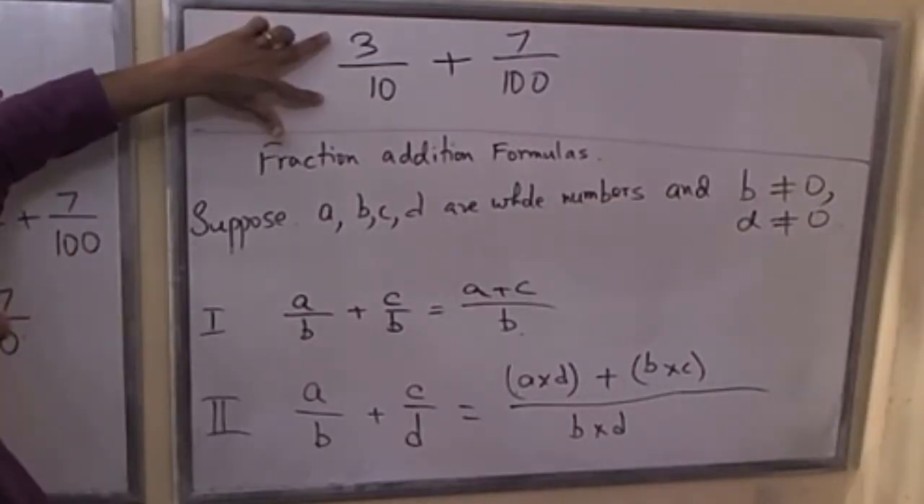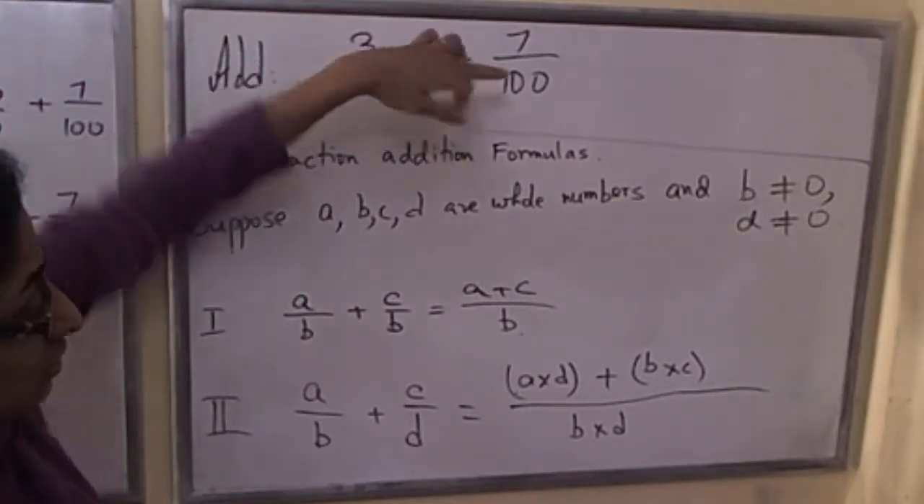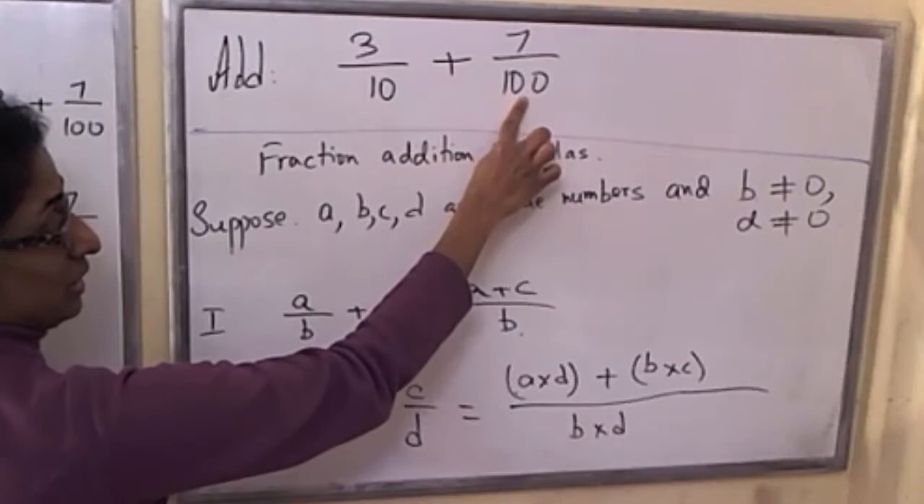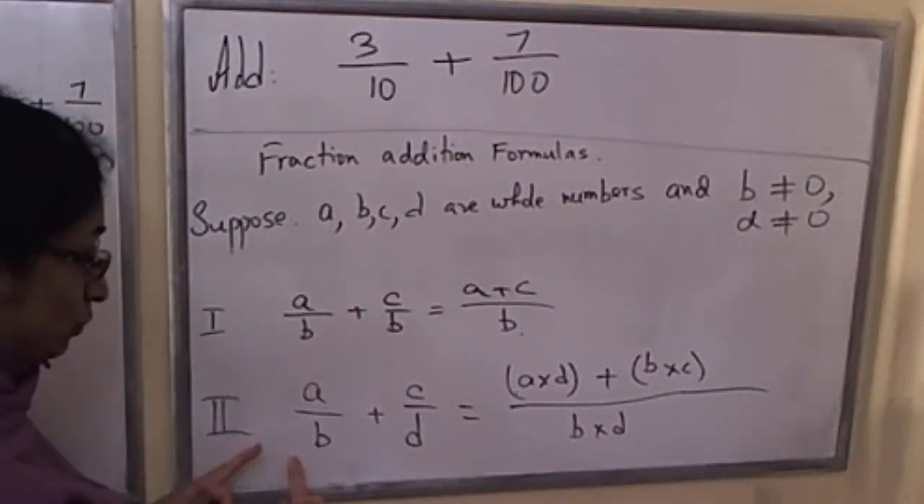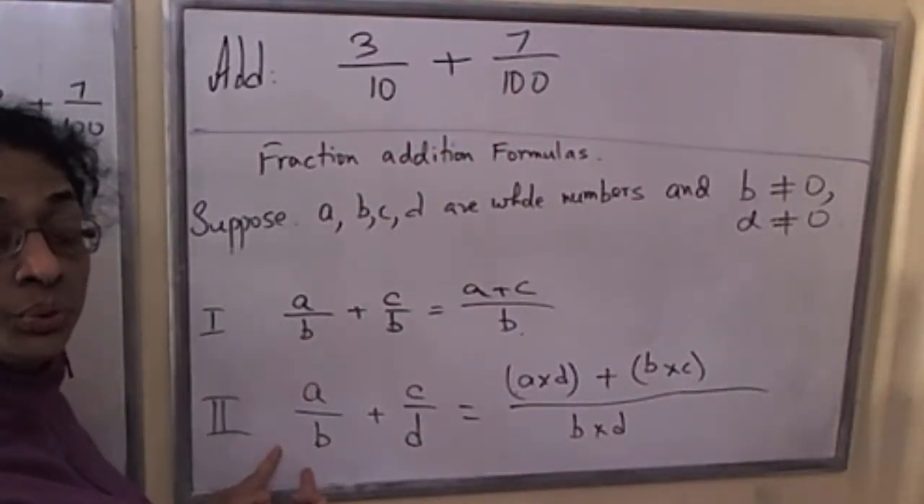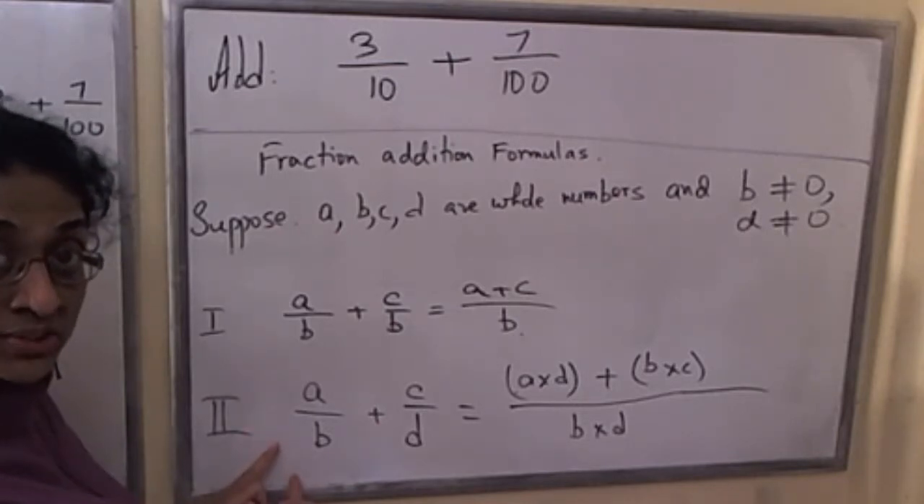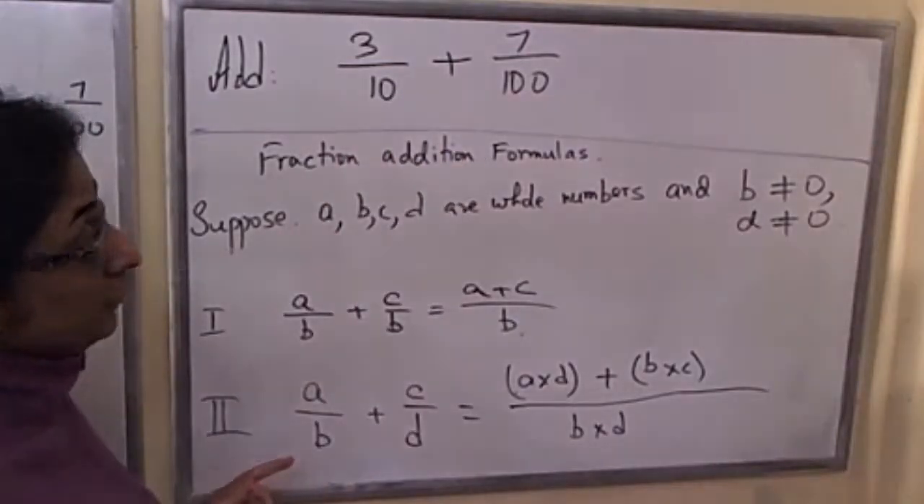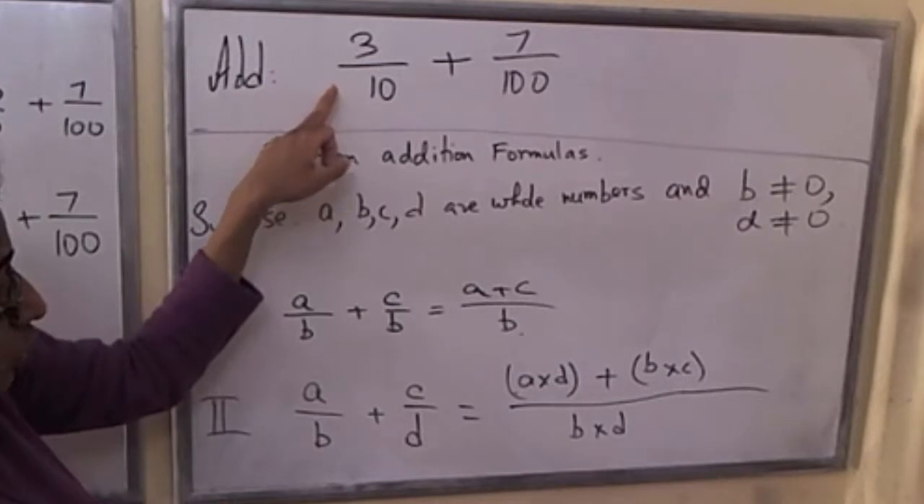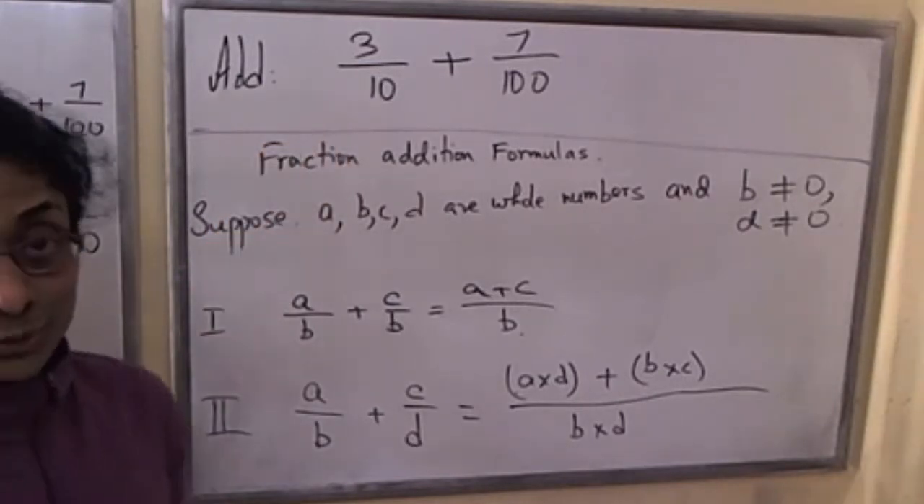So we look at this problem, 3 over 10 plus 7 over 100, and we recognize the denominators are not the same, and so we think we should use addition formula 2. And you're correct, we can use this to find the sum. There's also an alternate method to doing this, so I want to discuss both the methods on the other board.